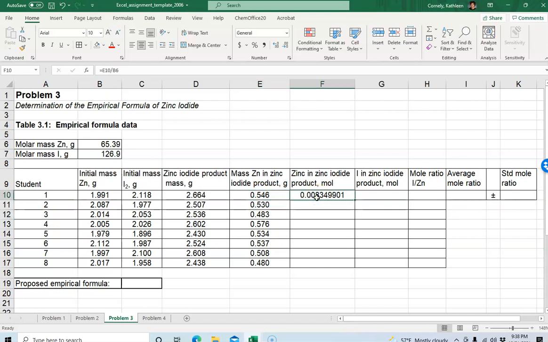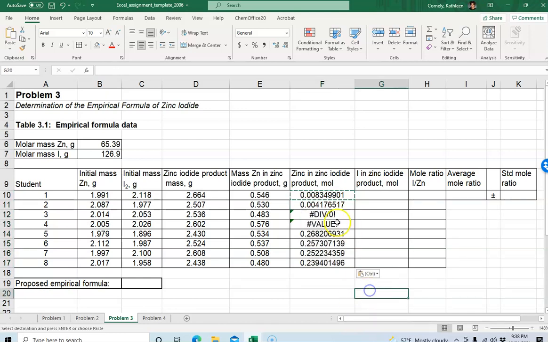Now what I want to do is copy this, but look what happens if I don't make any adjustments. If I do Control C and then Control V, I'm going to get a lot of error messages. And the reason for that is that Excel assumes that if you just write a formula like this, they want you to change it every time. So E10 over B6, E11 over B7, E12 over B8. That's not what we want to do.